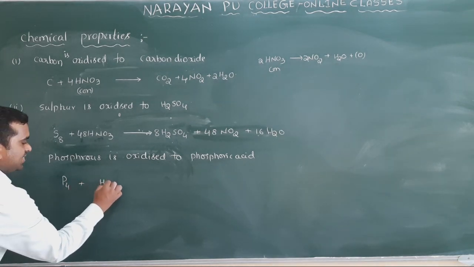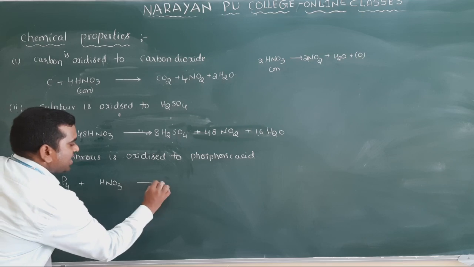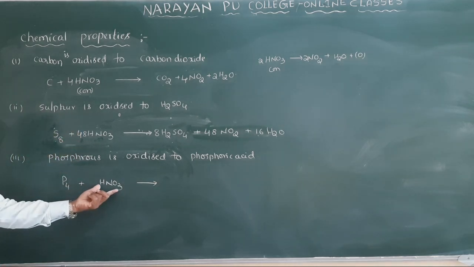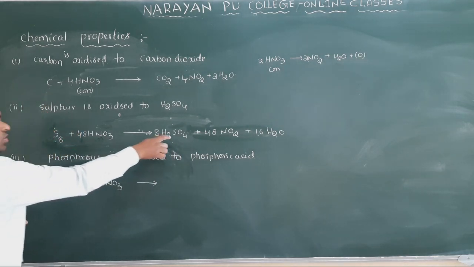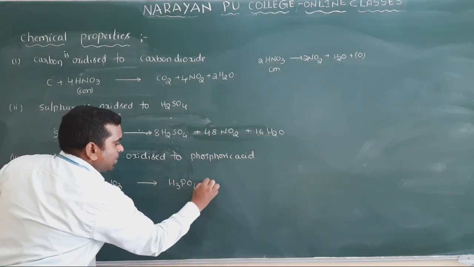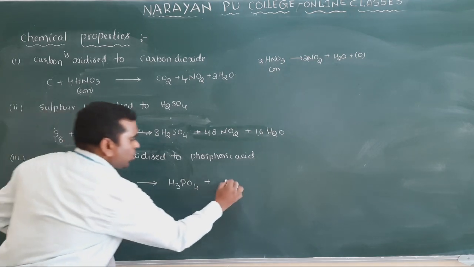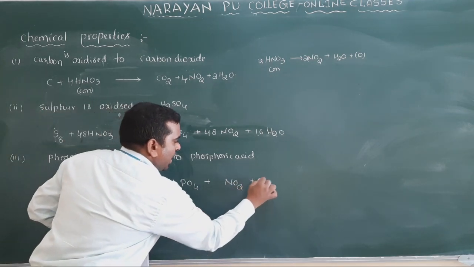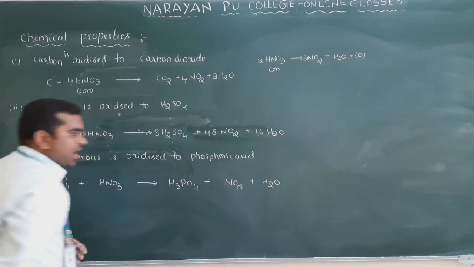P4 plus HNO3 is giving rise to, phosphorus is oxidized by HNO3 to phosphoric acid. What is the phosphoric acid formula? H3PO4. What are the other products? You already know. One is NO2 and another one is H2O. How to balance it you also already know.